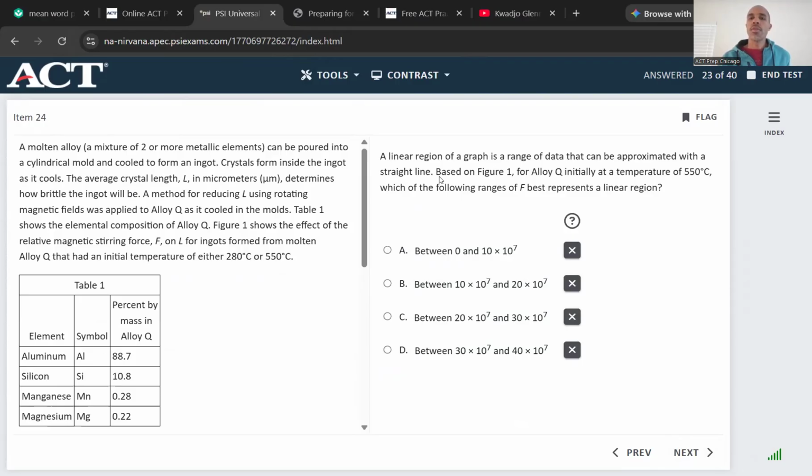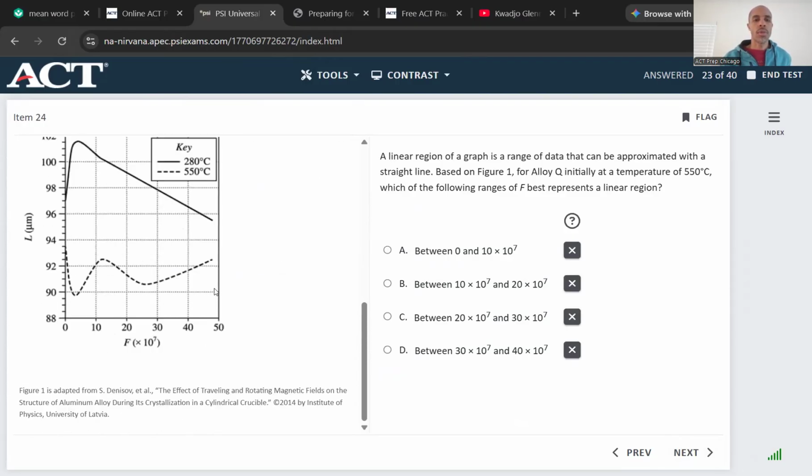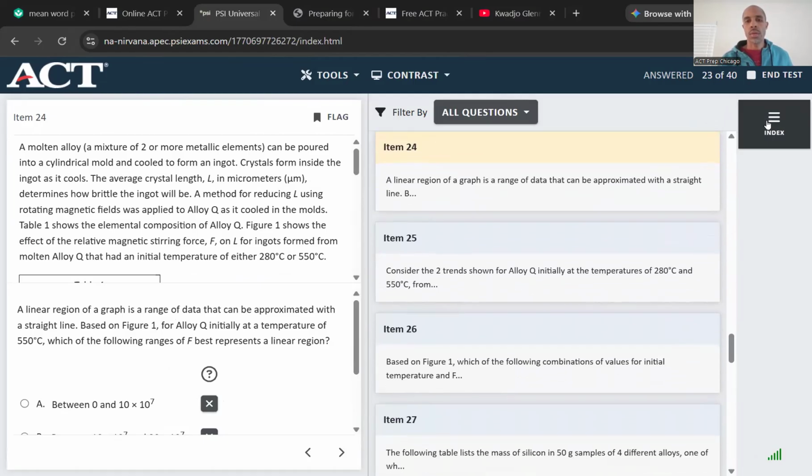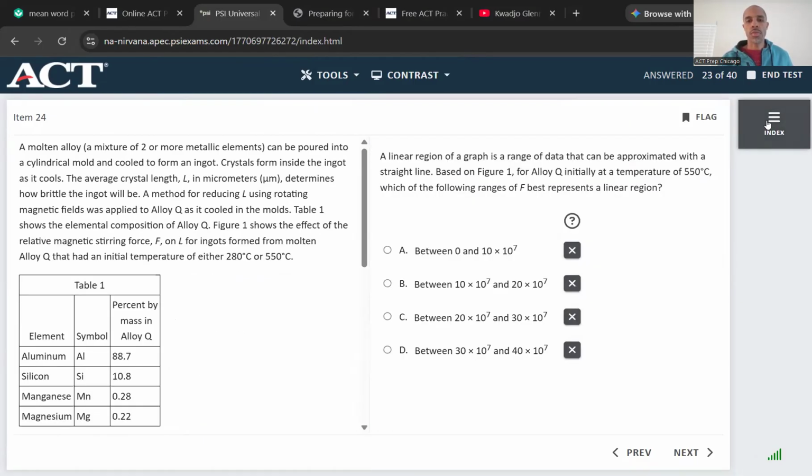A linear region of the graph is a range of data. All right, we'll stop there because we passed the halfway point. And we'll pick up part two with the rest. I don't want to tell you how many are left in this passage, but we'll stop there and pick up with part two of the science. I'm doing it in parts, so it's about an hour long. Because if I did the whole thing, it would be almost 2 hours.